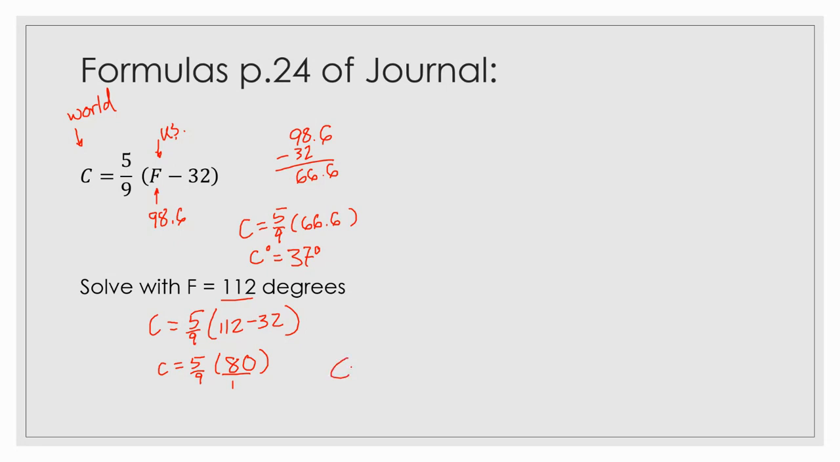Celsius equals 44.4, repeating. We use this little bar to show a repeating decimal, degrees. Wow, that's pretty hot. I'm happy I'm inside right now.